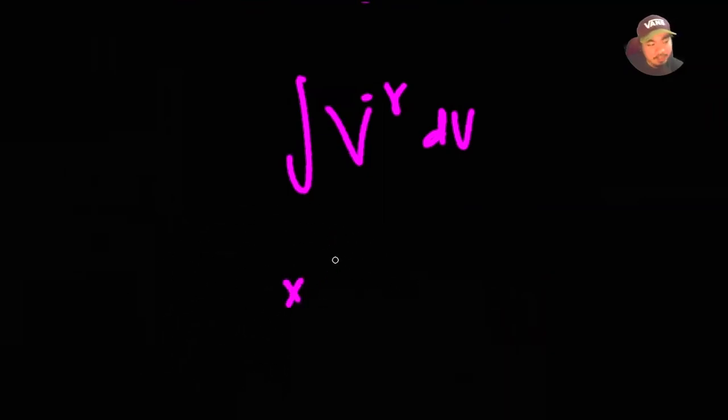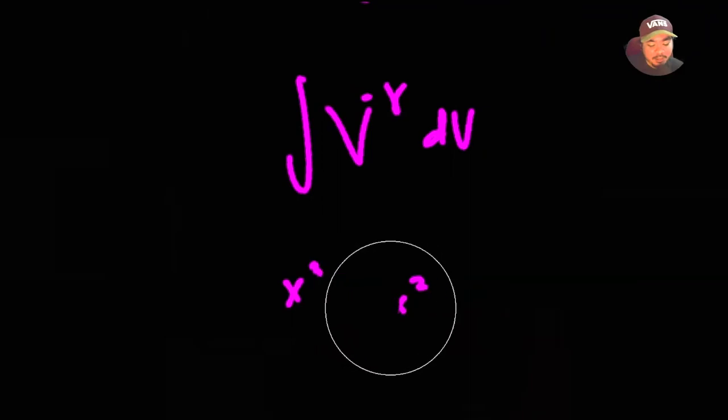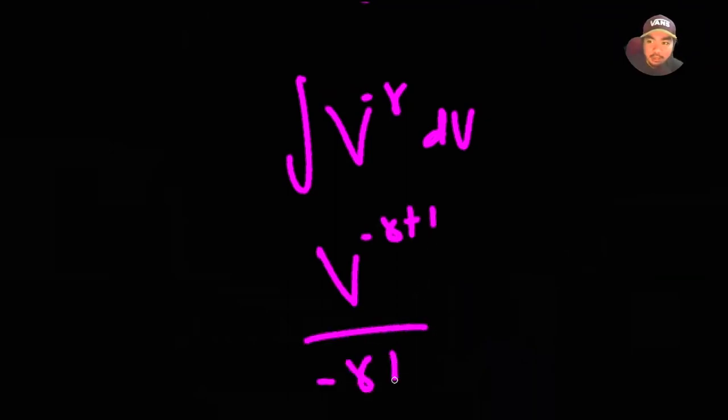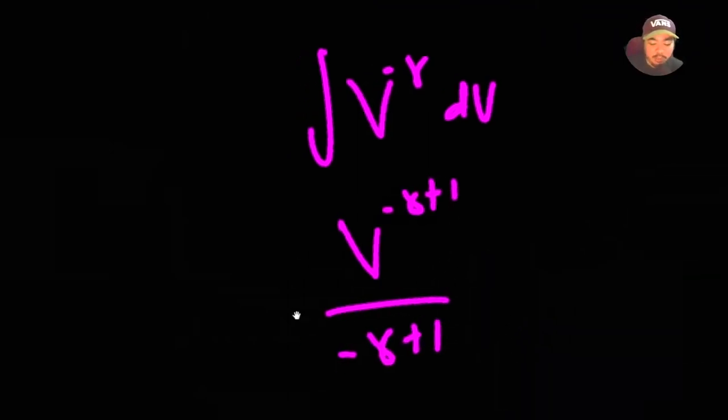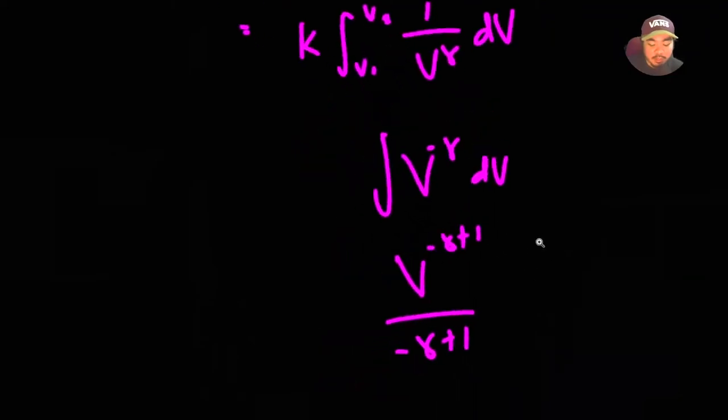Kung yung x cubed magiging 3x squared. So magiging x to the, tama. Thank you, Lorenzo. So magiging V to the negative gamma plus 1 over negative gamma plus 1 yung denominator. Tama, no? Okay, parang ganyan, no?